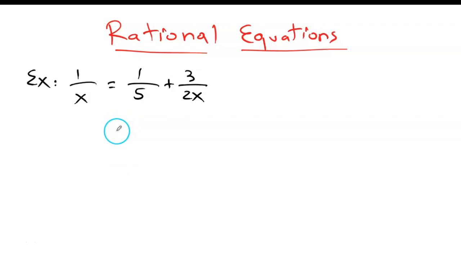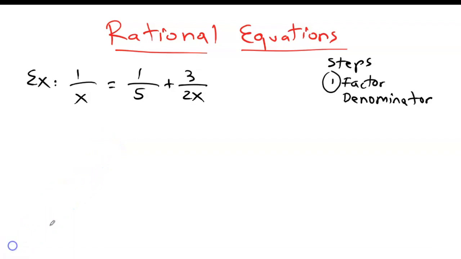What's my first step? Always when I have a rational equation, my first step is to see if there's anything that I can factor. The idea is to factor the denominator. Can I? X cannot be factored, the 5 no, the 2x cannot. Done. My second step is to find the restrictions, my domain. That's my second step.